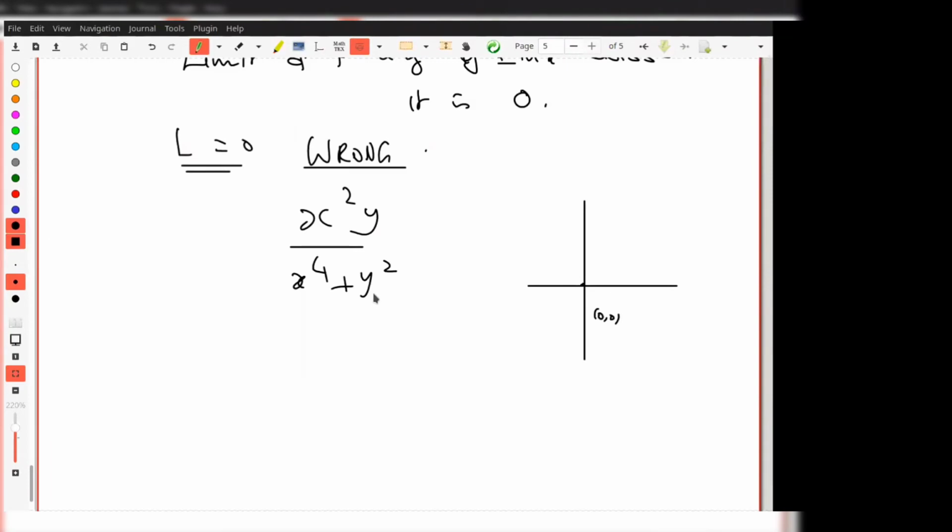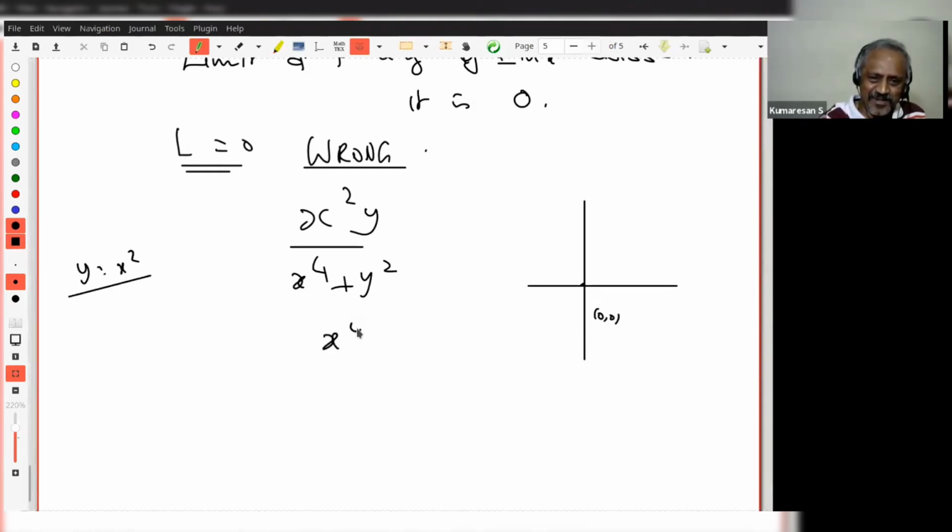This is just algebra. y is equal to x square. Yeah, I know that. You would have seen it. So it is x power 4 by x power 4 plus x power 4. That is 1 by 2. You see that? Along this, the limit is half. This is y equal to x squared.